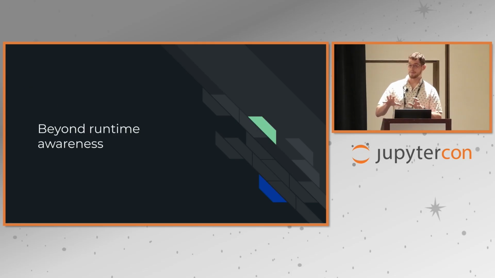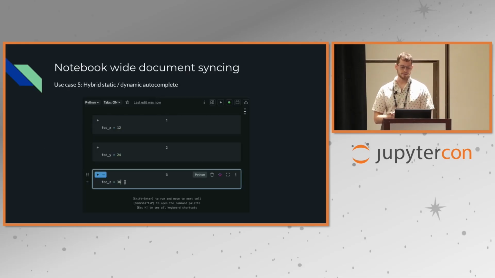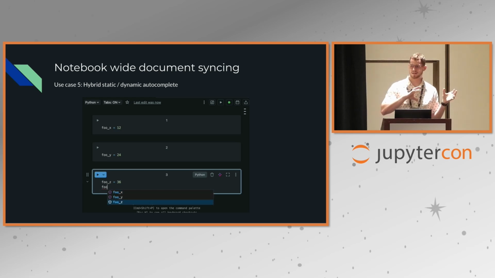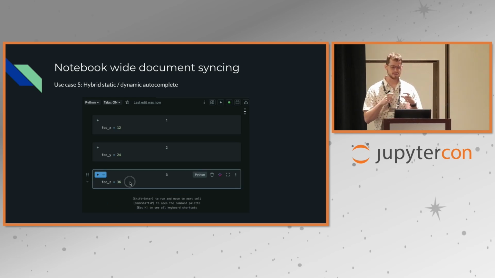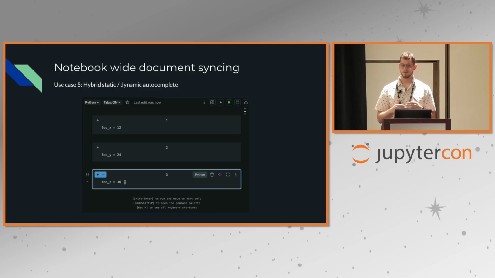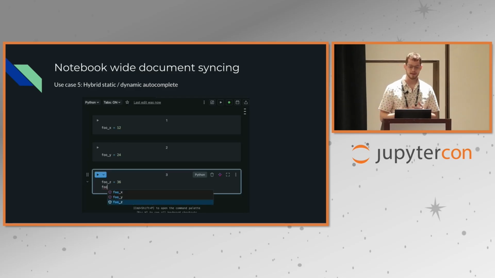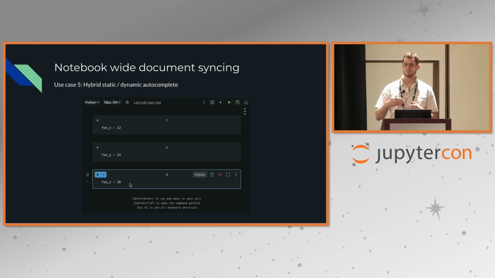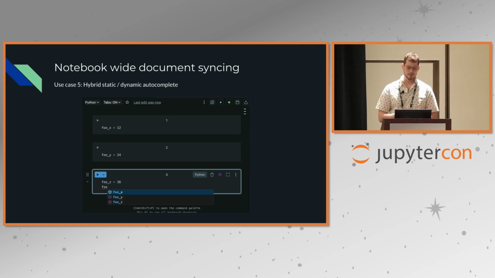Now, there are other advantages that we get from being kernel embedded besides just being runtime aware. First example is that we sync our entire document to the language server, not just the individual cells, and that gives us a bunch of cool benefits. The first one is hybrid static dynamic autocomplete. I believe by default, Jupyter, when you send a completion request, only looks at the contents of that current cell. But because we are aware of the entire document state, and we are also aware of what other variables are in memory but might not even be defined in code anymore, we're able to give you a more complete autocomplete suggestion list.